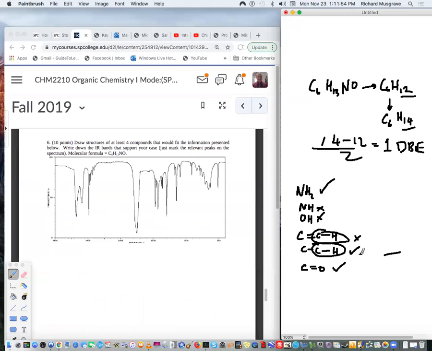Okay. So with all of that, we have to come up with 4 structures that have that molecular formula, and they have to contain a C double bond O and an NH2. They actually don't have to be together, but that might be where I would start.